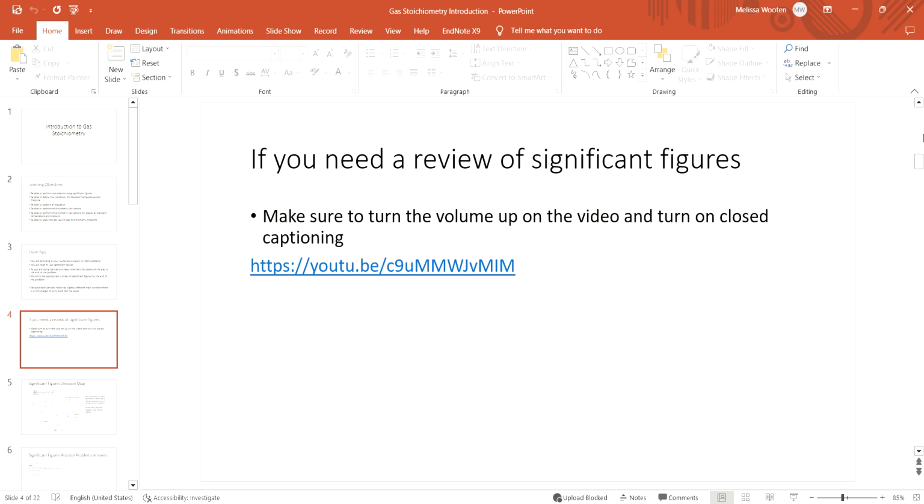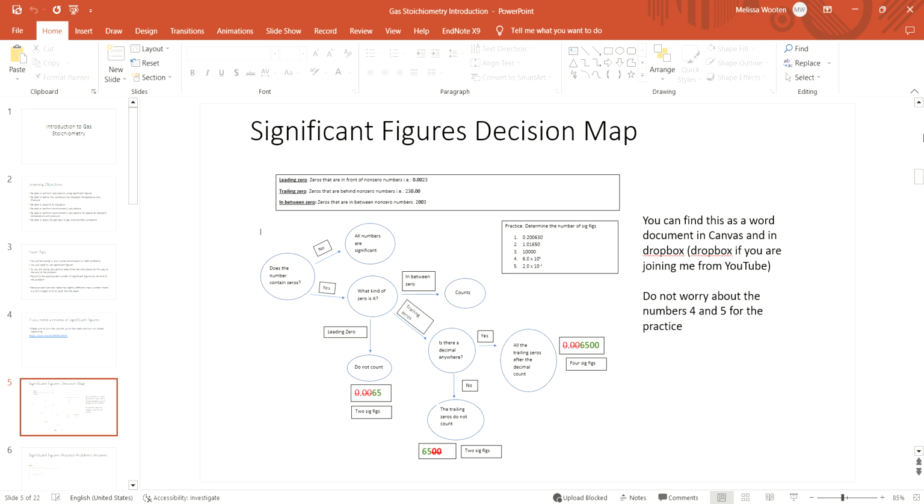Okay, so here's the link to the significant figures video, and here's that decision map. You can go through this on your own.